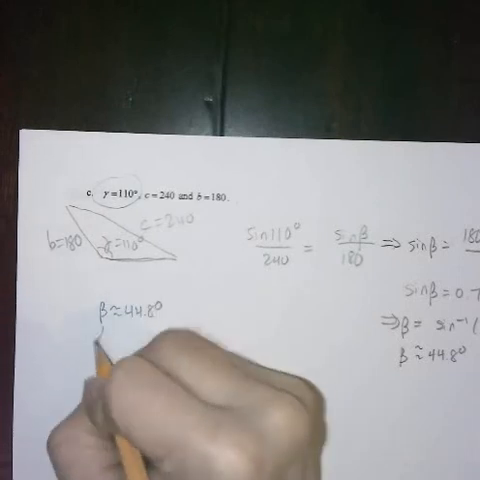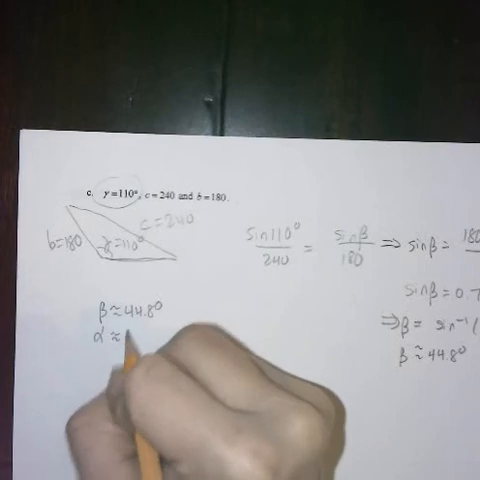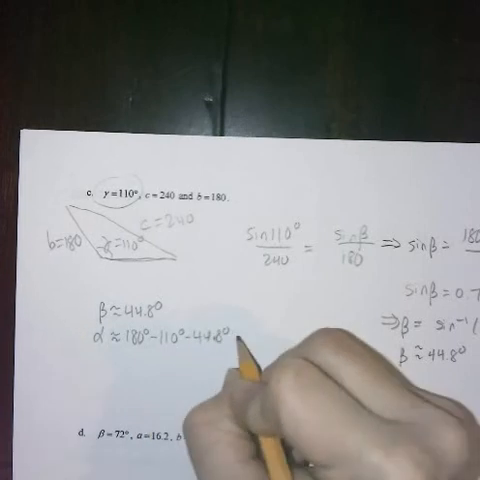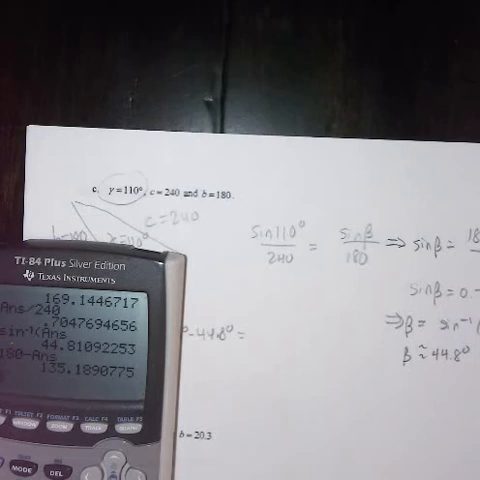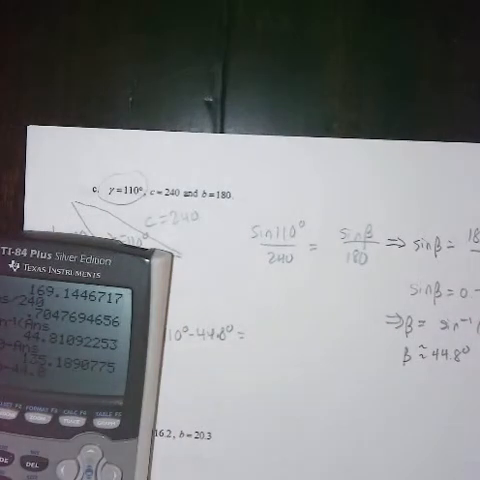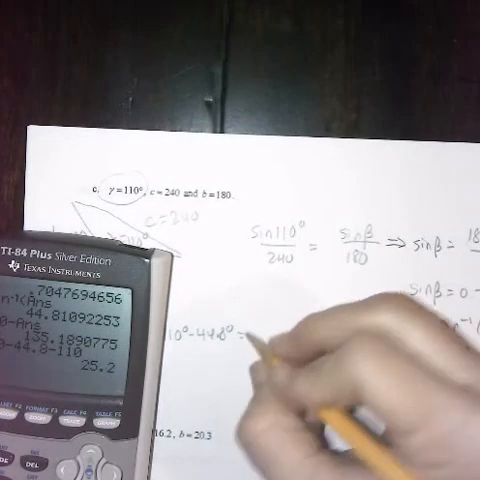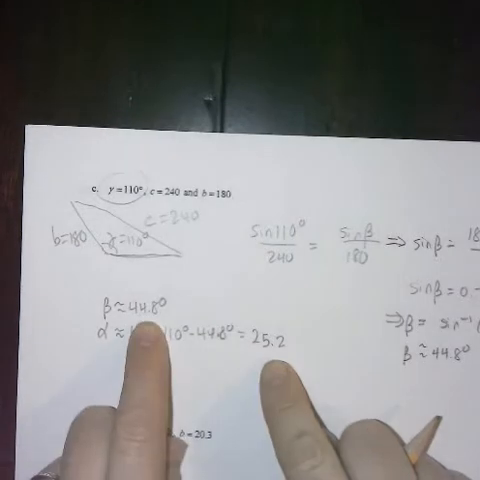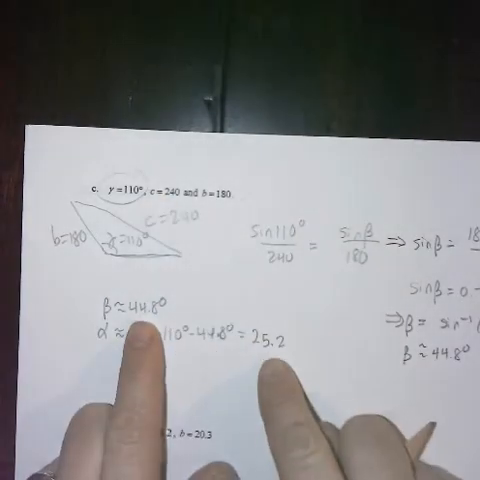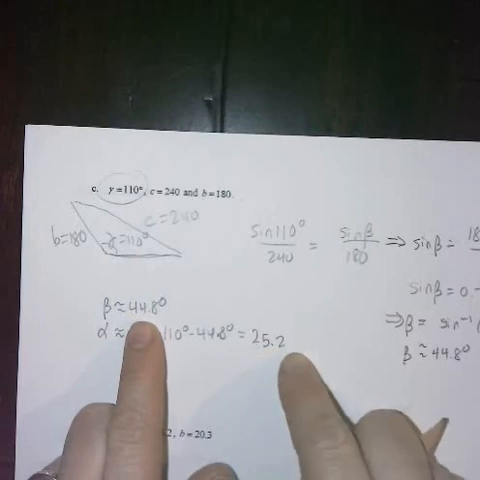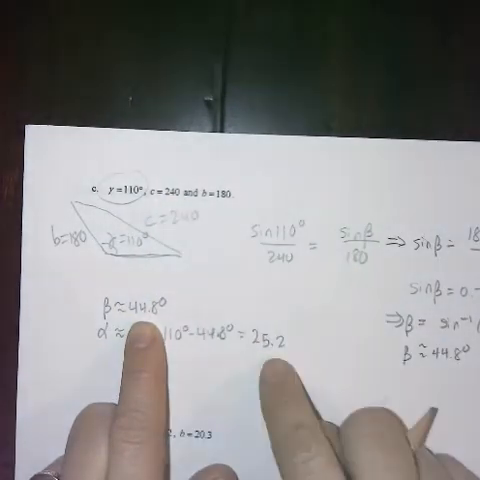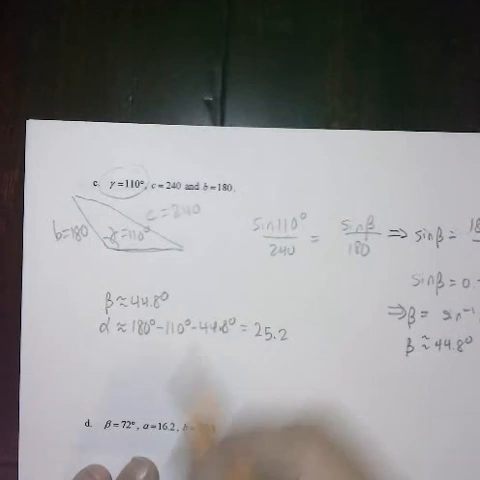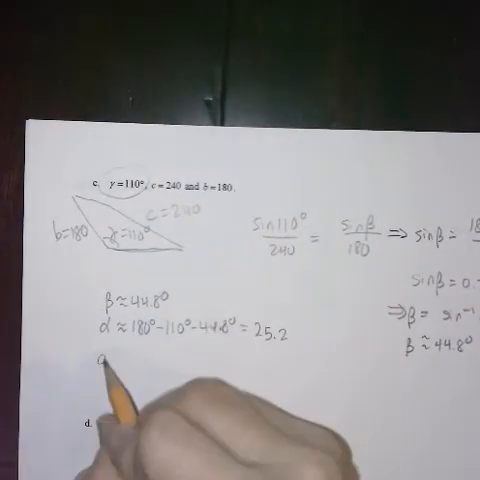Then alpha would be approximately 180 degrees minus 110 degrees minus 44.8 degrees, which is 25.2. Well, these are all in one place, so we could round to the nearest whole number. I'm still going to leave it as 1 decimal, though. And then what do we have left? A, right? Yep, so we need to find A. I'll do that over here.